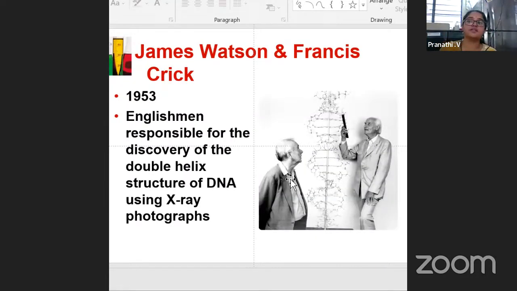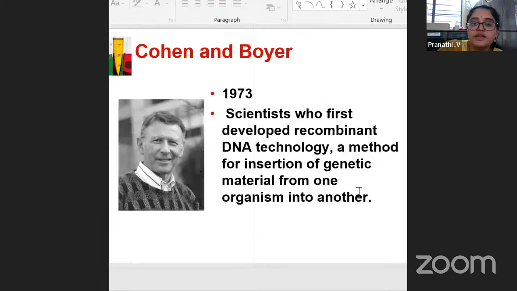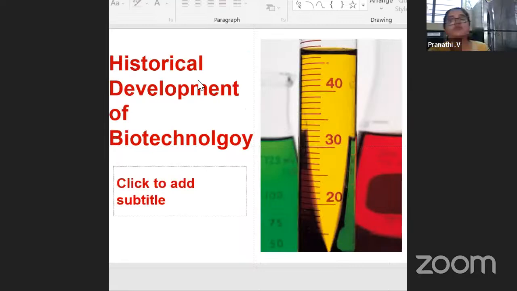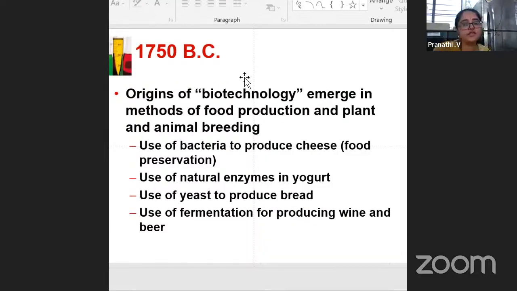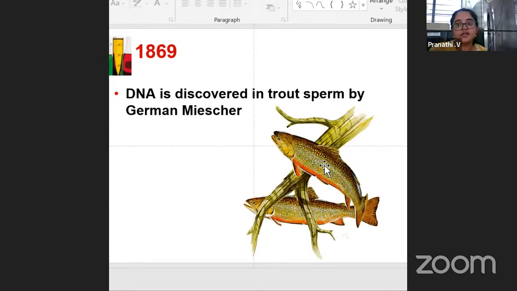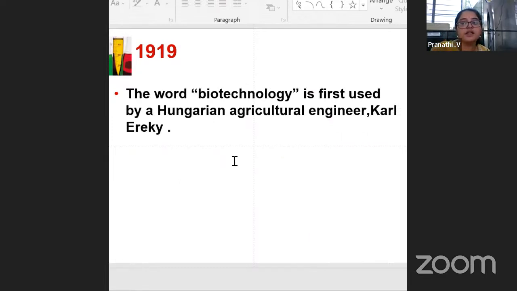And then we need not tell about Watson and Crick. They were given the credit for the discovery of the double helical structure of DNA using X-ray crystallography. It was actually Rosalind Franklin's discovery, but credit was given to these two gentlemen. Cohen and Boyer, in 1973, were the first to develop rDNA technology. And when it comes to historical development, from 1750 BC, cheese, yogurt, yeast and fermentation products were produced. In 1869, DNA was discovered in trout sperm by the German scientist Fischer. In 1919, a Hungarian engineer called Karl Ereky coined the term biotechnology.